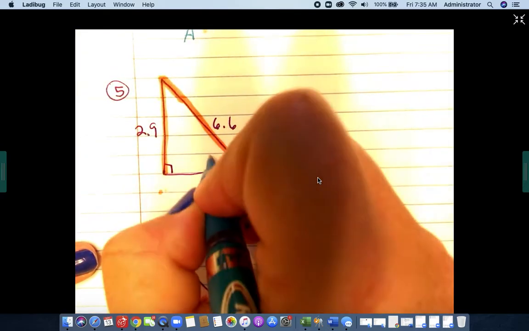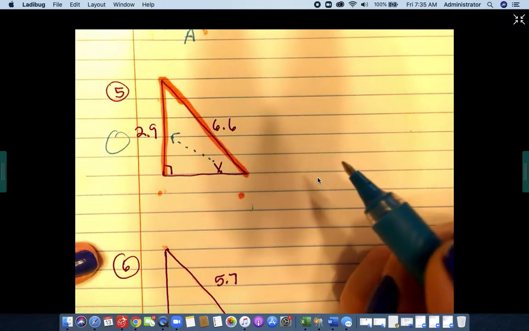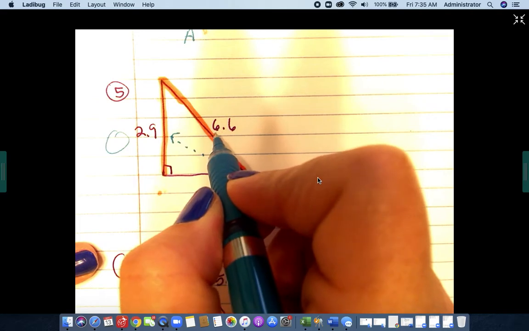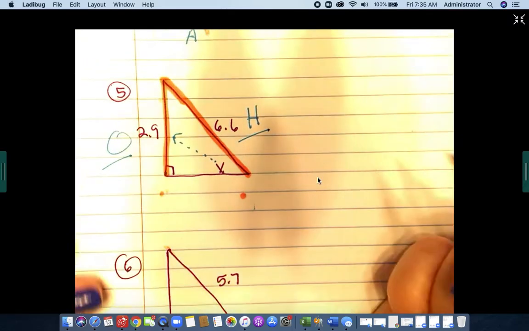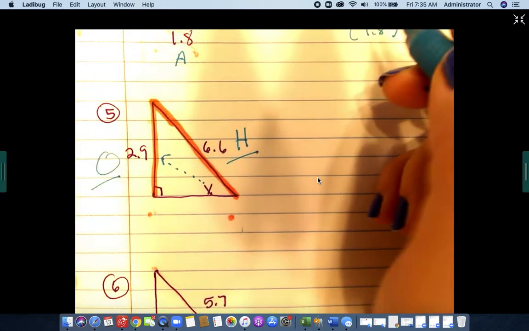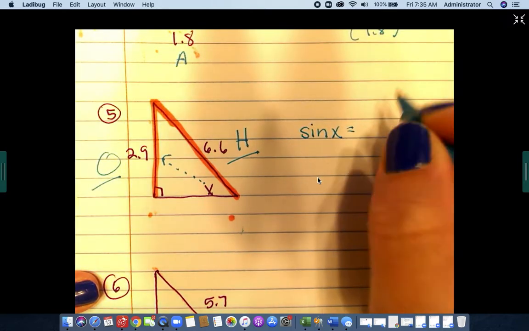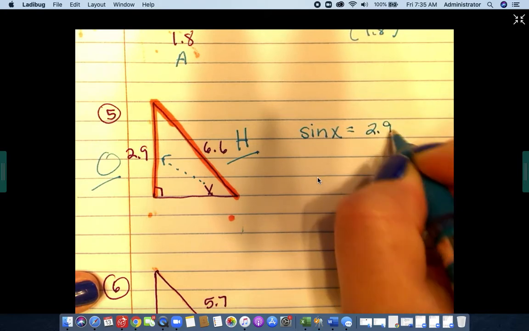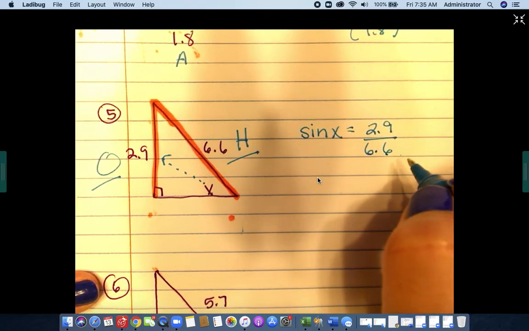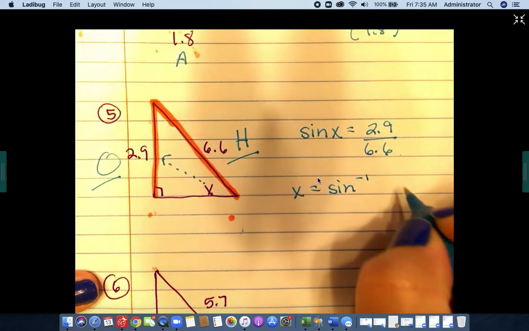So in relation to x, again, way over here, not connected to the angle, is the opposite. And again, this diagonal side opposite the right angle is our hypotenuse. So now we have O and H. So that's so, or sine. So sine of x equals opposite over hypotenuse. And then how do I find the value of x? In my calculator, I do inverse sine.